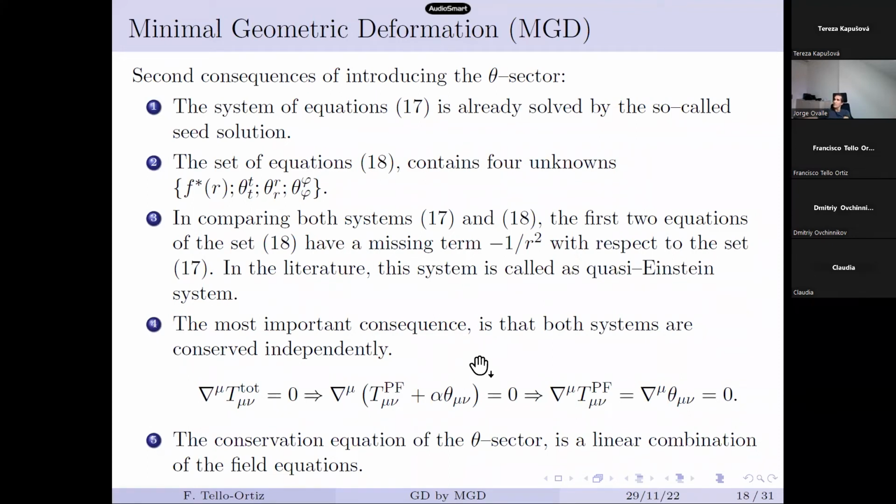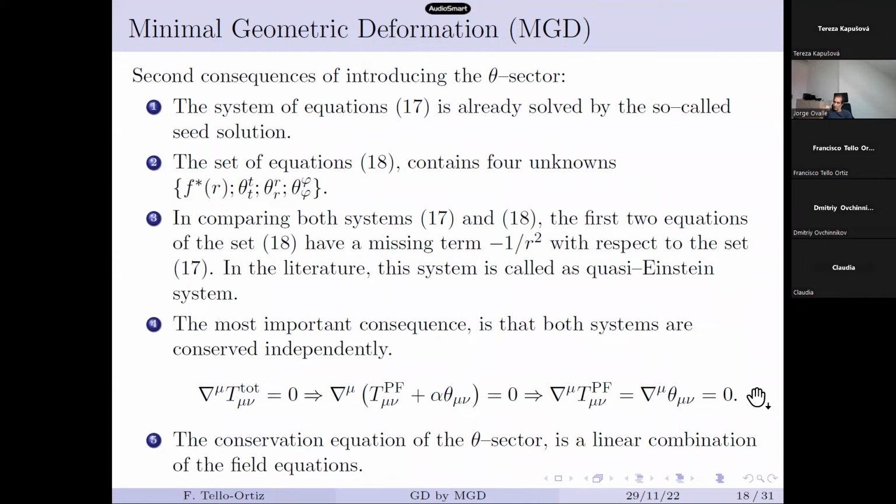Okay, in this case, when you are applying the minimal geometric deformation approach, we are in the first scenario. I mean, the covariant derivative of the perfect fluid is obviously 0 because it was a known solution, but also, independently, the covariant derivative of the theta mu nu sector is also 0. It means that this source only interacts gravitationally. There is no energy exchange in this case.